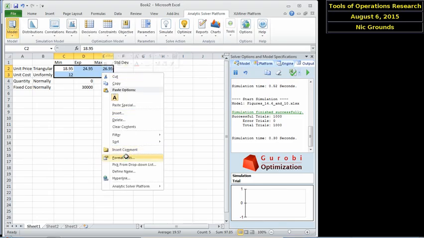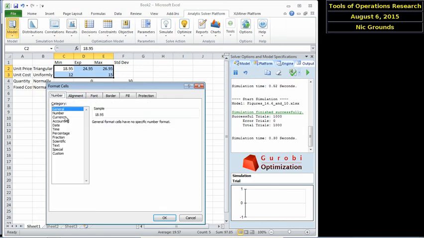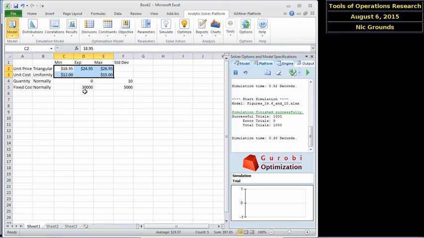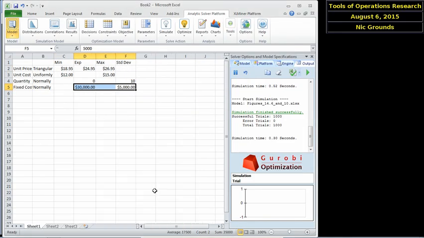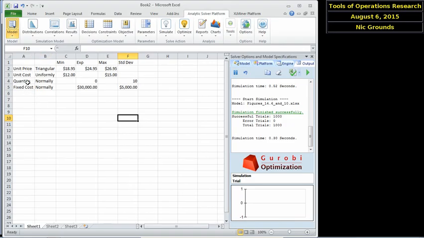Okay. So to make our model make a little bit of sense, I'm going to format these numbers the way they should be, so the things that are currencies look like currencies, and so forth. Okay, so that was part of our model.